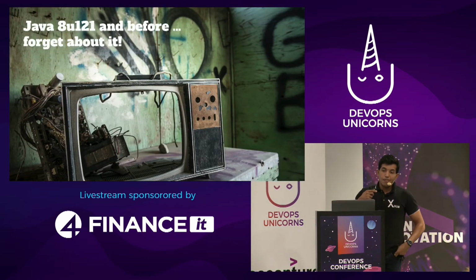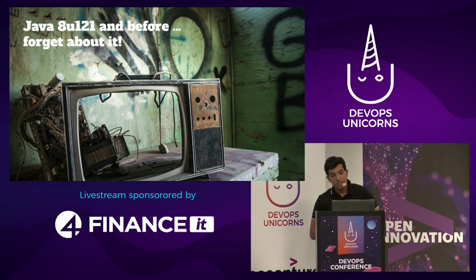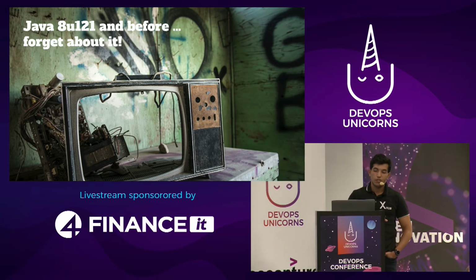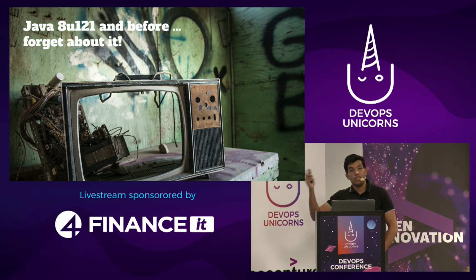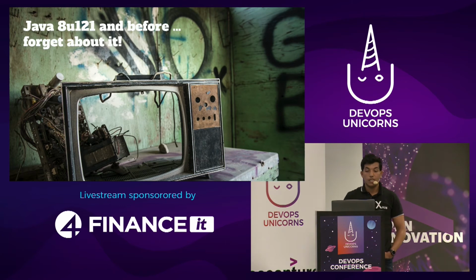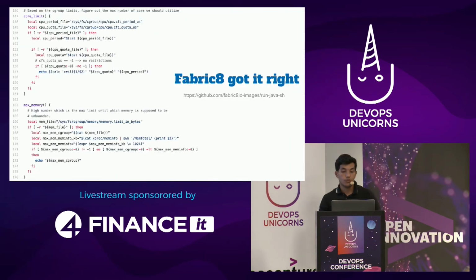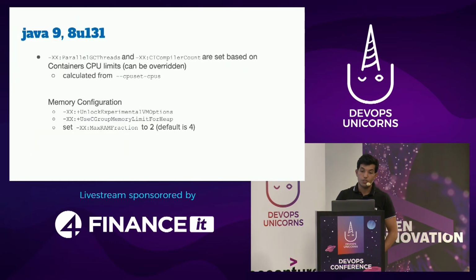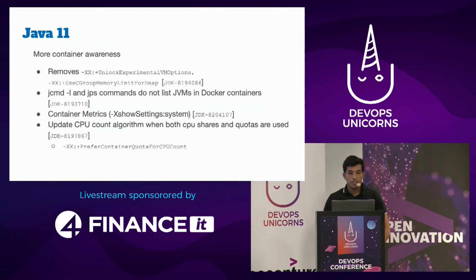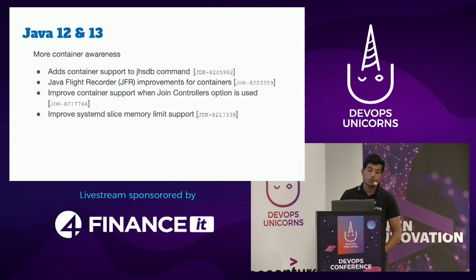So the issue is when the Java community started to work to make the JVM more container aware. Unfortunately, if you're using Java update 121, as I have used, or before, the JVM is not container aware, and you need to pass that parameter by yourself, or you can use a nice script from the Fabric8 community. This shows all the improvements that the JVM community has come up with to make the JVM more container aware, from Java 8 to Java 12.